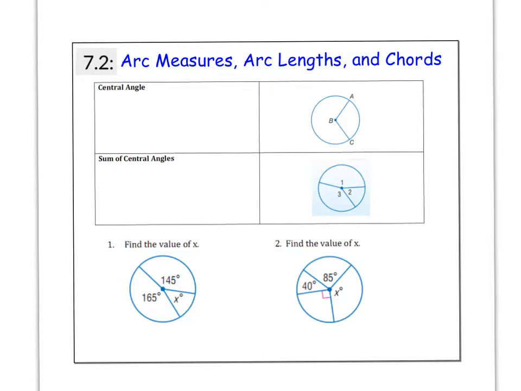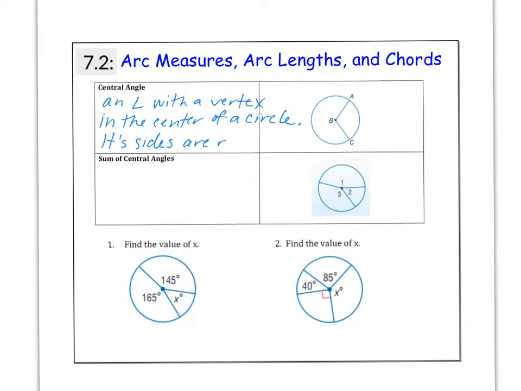So we're going to start out today by defining what is a central angle. A central angle is an angle with a vertex in the center of a circle, and its sides are radii, which remember that's the plural for radius.